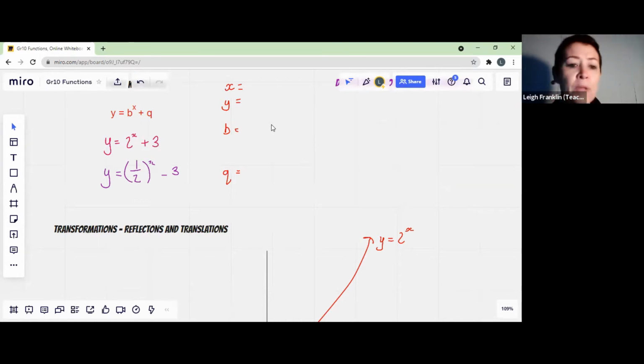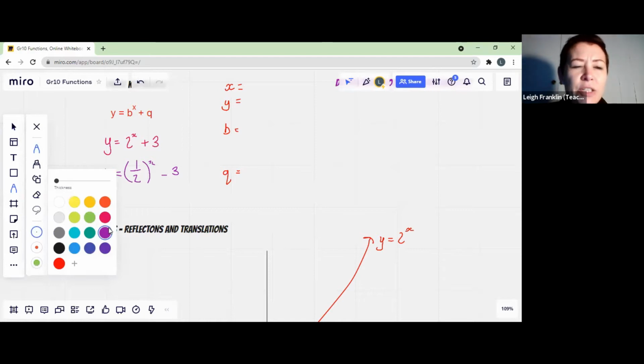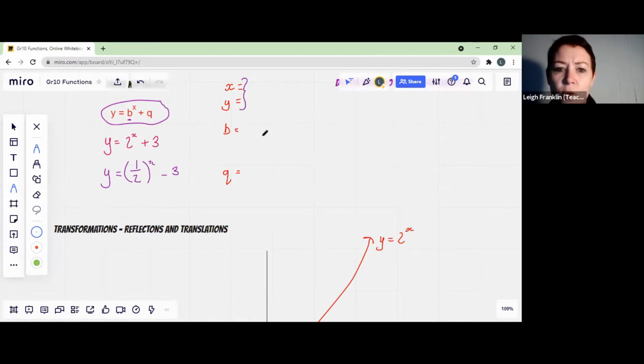All right, so now, when we are talking about the general equation of an exponential function, it looks like this. Now, when we get into grade 11, they add a couple more letters, but I don't want you to stress about that. It looks like this: y equals b to the x plus q. As always, x and y, what do they represent for us? Someone can tell me or pop it in the chat.